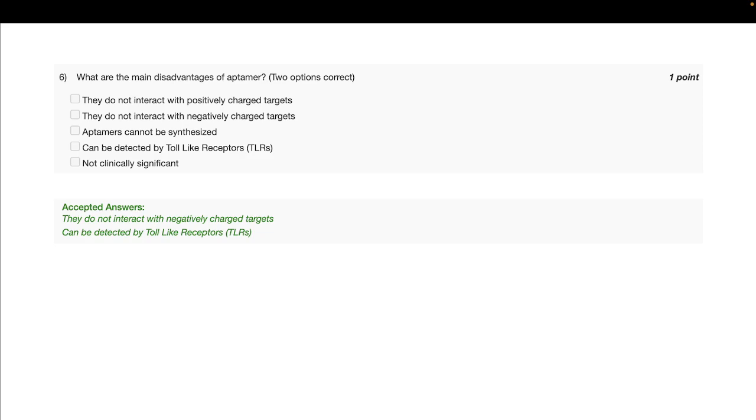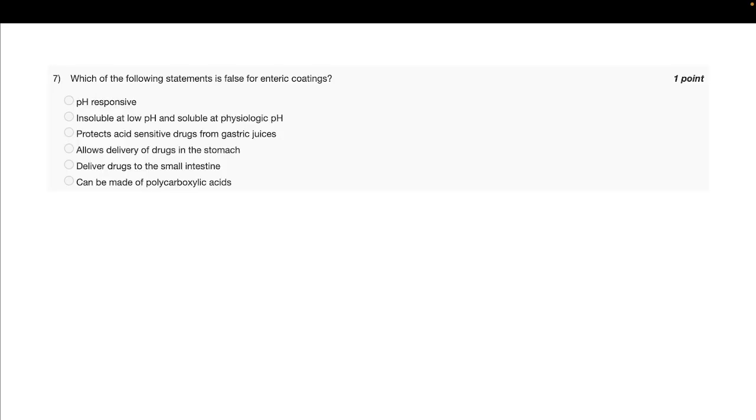Okay, I'll move on towards the next question. The next is, which of the following statements is false for enteric coatings? And there are a bunch of options. We have to select one right option, which is not a characteristic of enteric coatings. Any guesses? Second option. Second, it is insoluble at low pH and soluble at physiologic pH. Okay, anyone else? Fourth one, allows delivery to the stomach. Okay, anyone else wants to try?